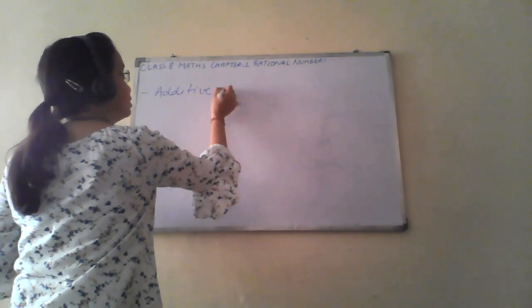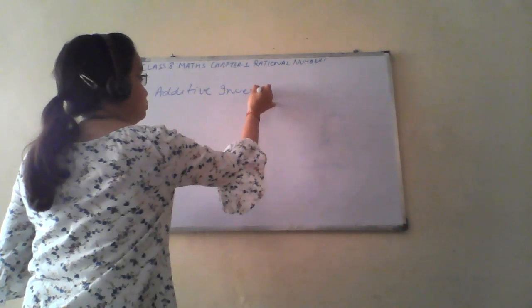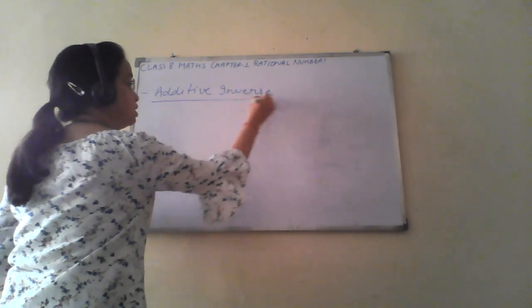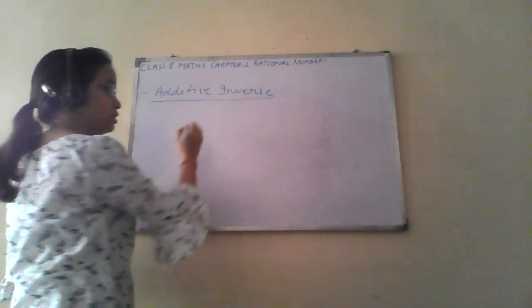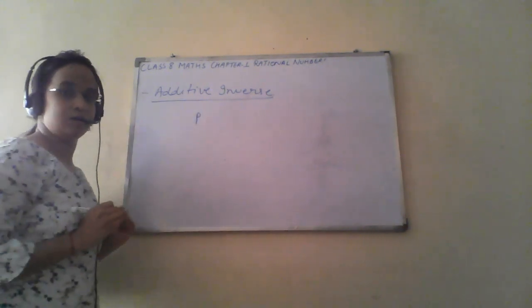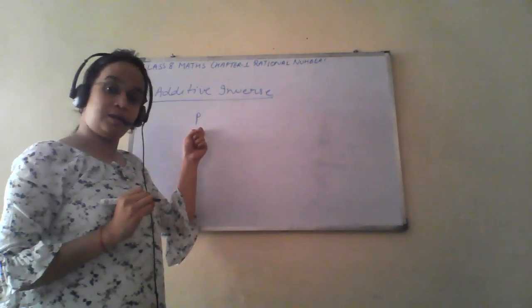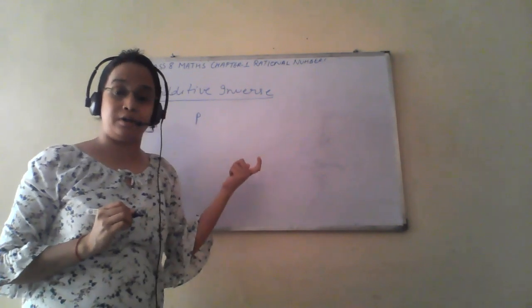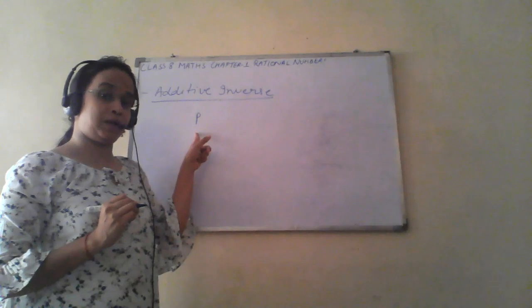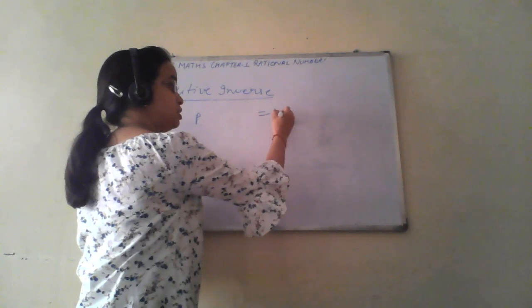Additive inverse. What is additive inverse? Suppose there is a number p. So additive inverse of p is that number which when added to p will give the result 0.